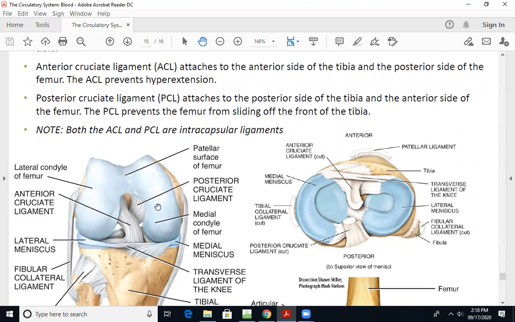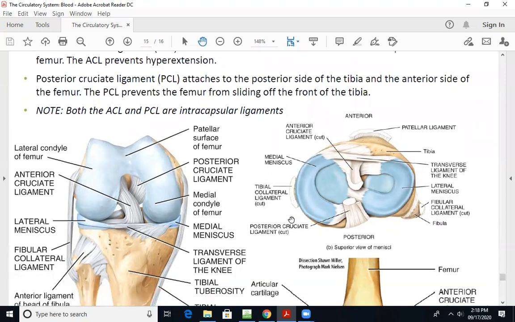They form an X in the very interior of your knee; they're intracapsular ligaments. Okay. The A for ACL stands for anterior cruciate ligament. It attaches to the anterior side of the tibia, whereas it attaches to the posterior side of the femur.